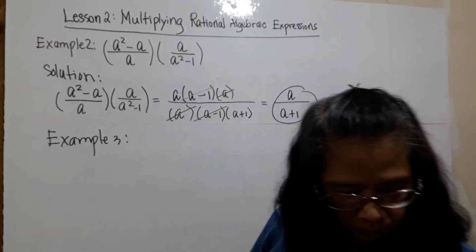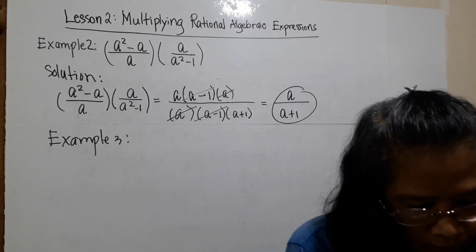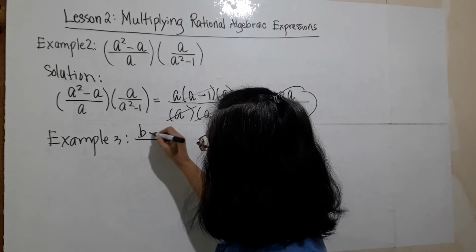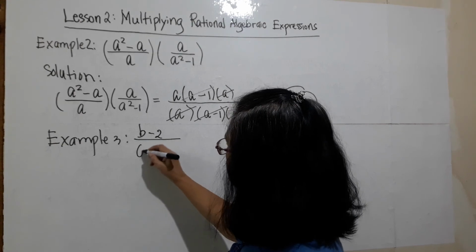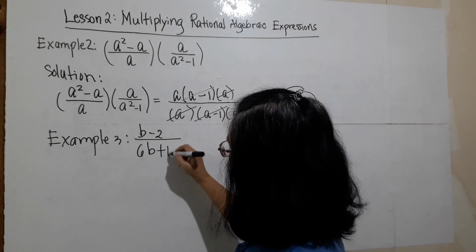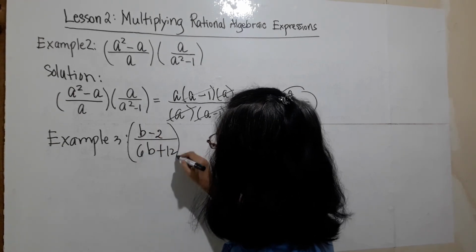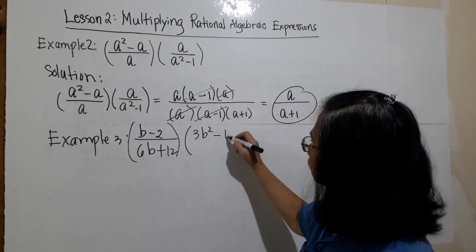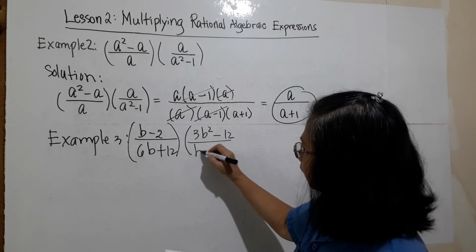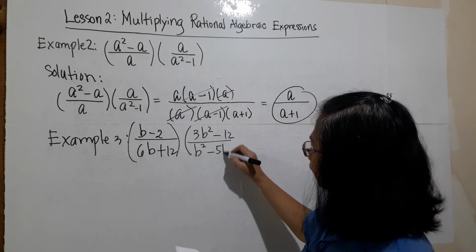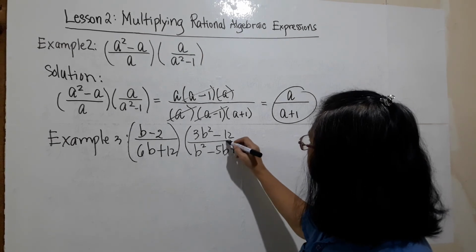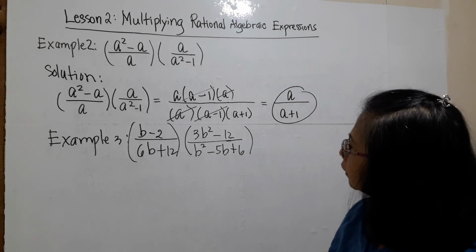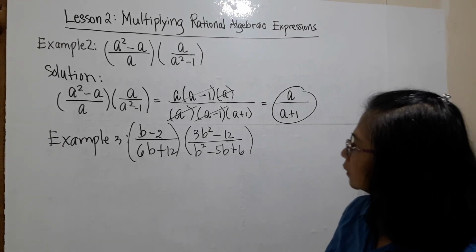For example number 3, we have b minus 2 over 6b plus 12, multiplied by 3b squared minus 12 over b squared minus 5b plus 6. I think we need to do factoring here and later cancellation.